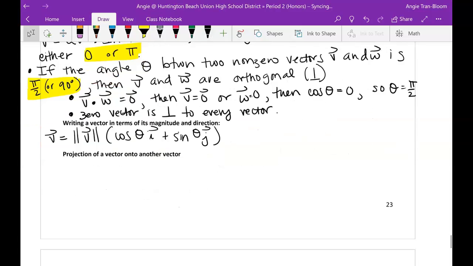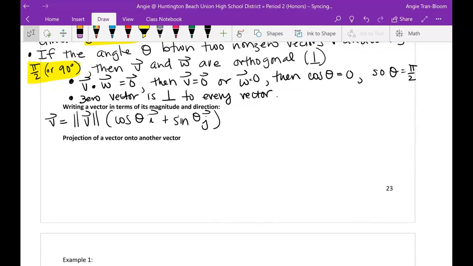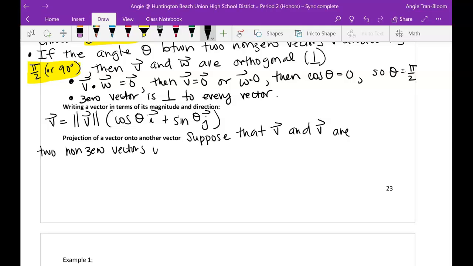This one right here is really important, okay? So I want you to really follow along, or kind of listen to it first and then write later. Projection of a vector onto another vector. Suppose that vector v and vector w are two non-zero vectors with the same initial point.